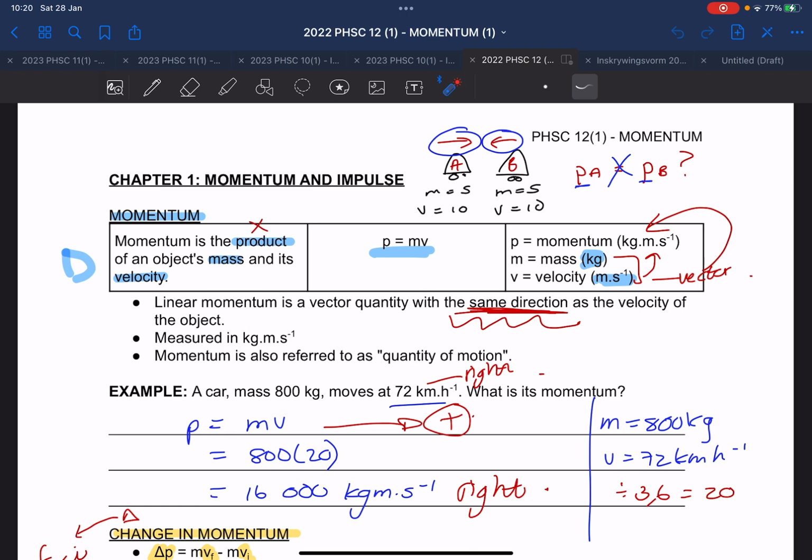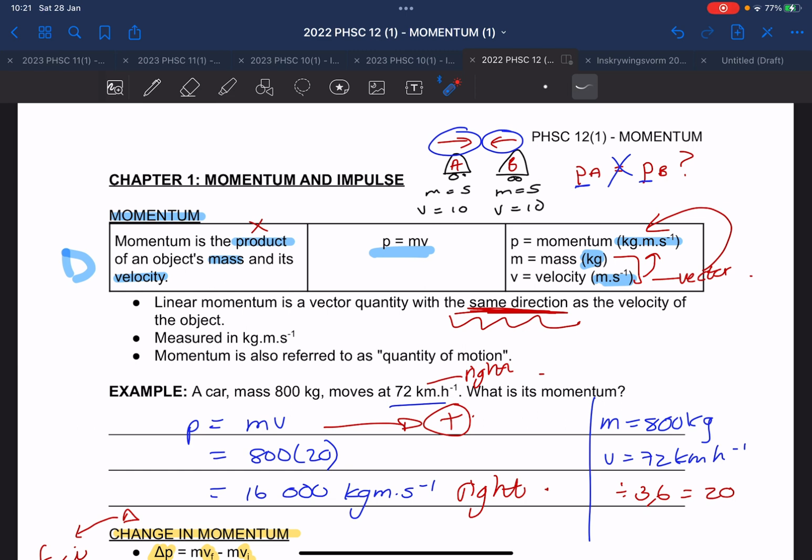What is momentum? It's the product. Remember, when we say product, it's a multiplication of mass and velocity. So the product of mass and velocity. The formula for momentum, the symbol is lowercase p, and that is m times v, mass times velocity. Mass is measured in kilograms, velocity is measured in meters per second. So the unit for momentum is kilograms meters per second. Okay, so it's quite an easy unit to remember. It's kilograms times meters per second.